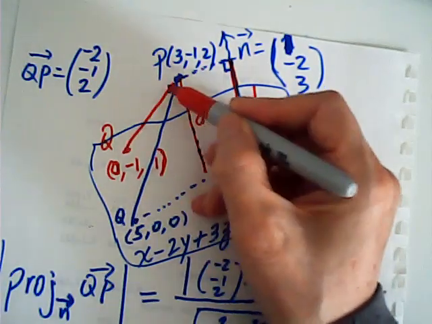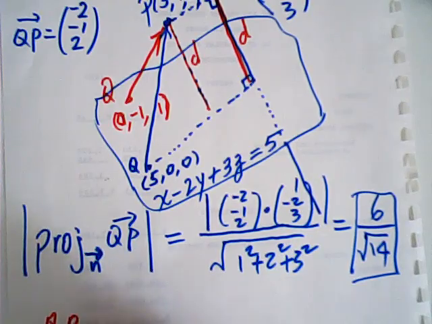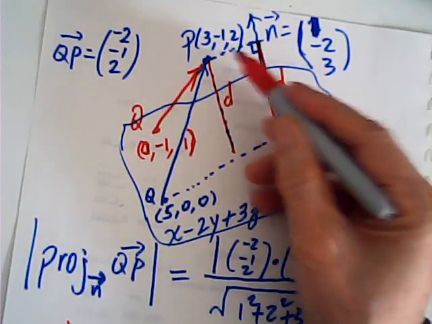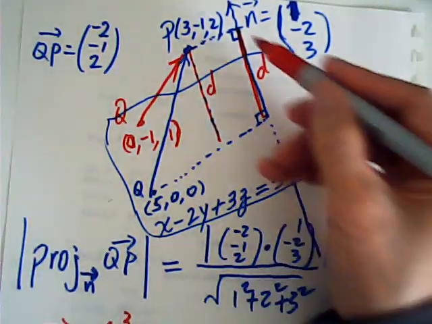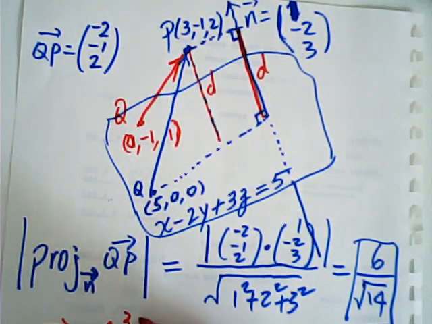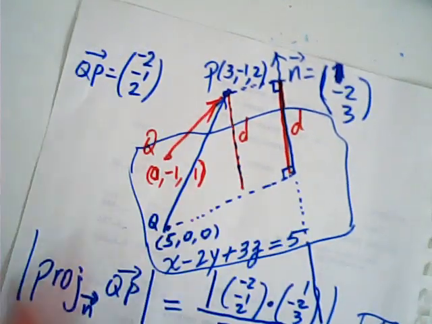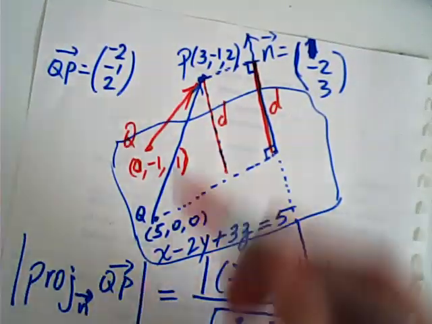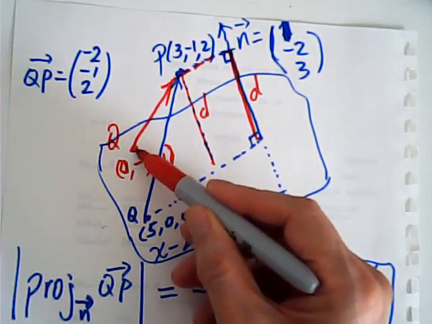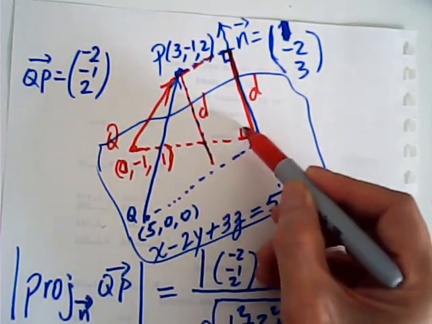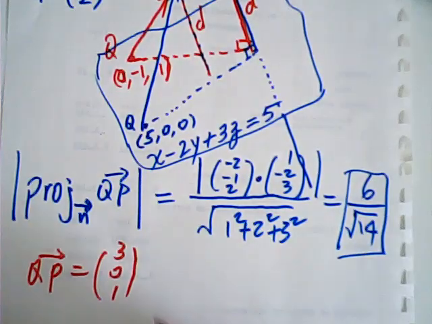Now we have a new QP. New QP is 3 minus 0 is 3, minus 1 is 0, 2 minus 1 is 1, right? So that is my new QP. Then we project this QP onto the normal vector. This is this, and this will be this. So this is my distance.